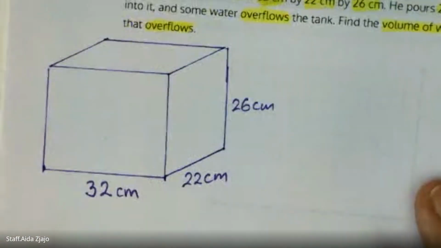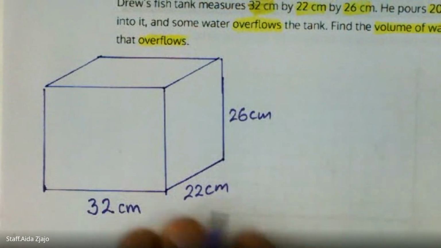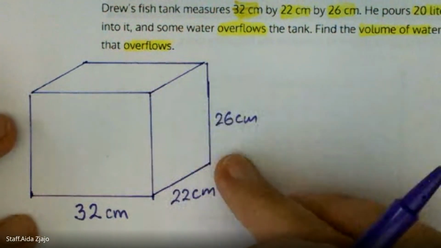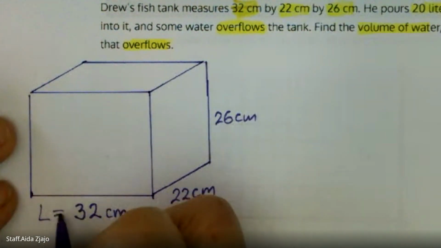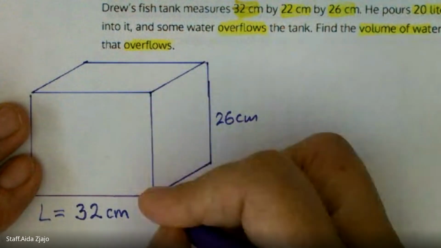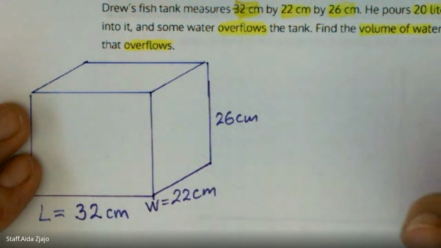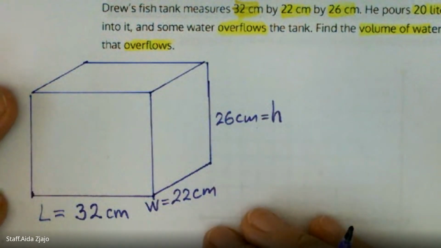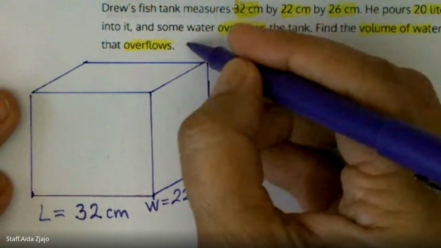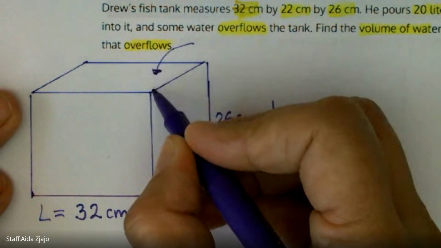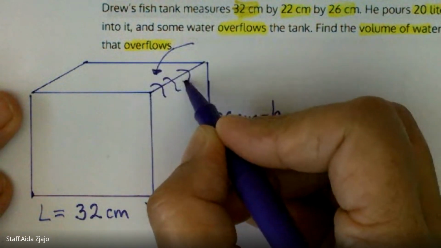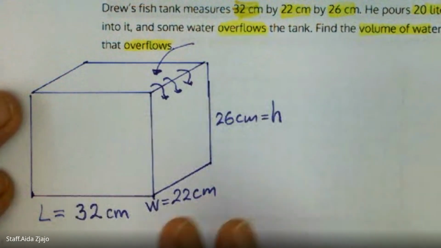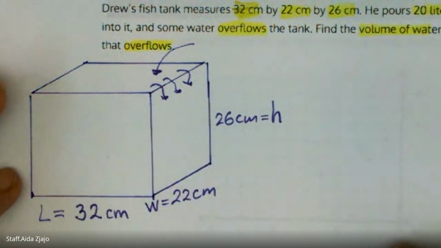Okay, so this represents the tank. We need to find what volume the tank has with these measures. The length is 32, the width is how wide it is, 22, and the height is 26 centimeters. They say that he poured the water and some of the water overflowed. So we need to find how much water overflowed that didn't fit in this tank.